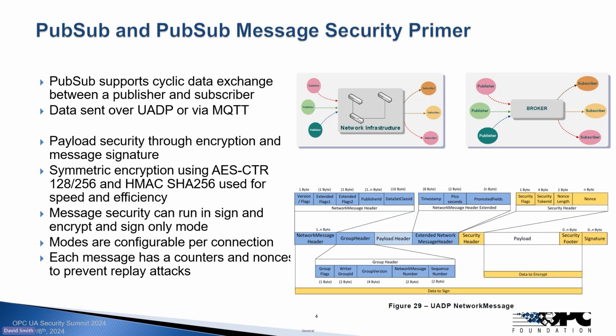For performance reasons, if you so wish, and you don't quite have a concern about the confidentiality of your data payload, you can run UADP PubSub security in a sign-only mode, which means the AES counter mode is not used to encrypt the payload, but you do use the HMAC SHA-256 to create the signature.